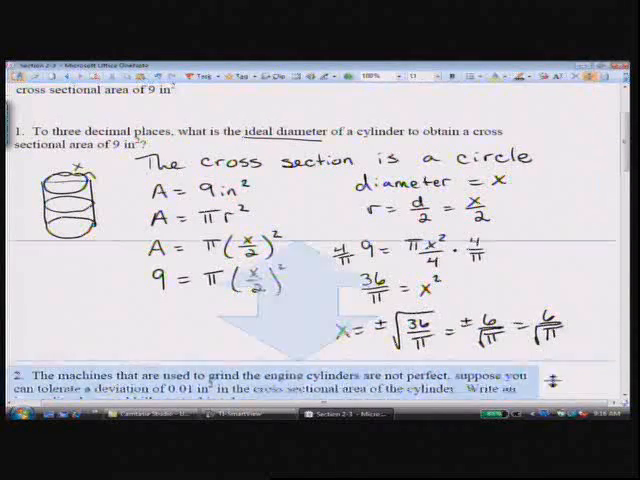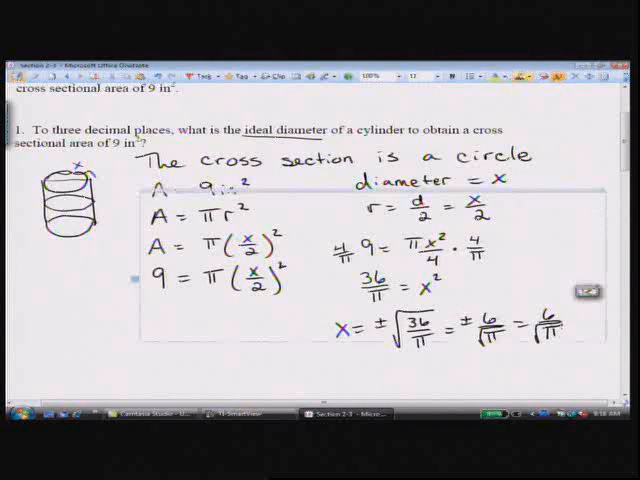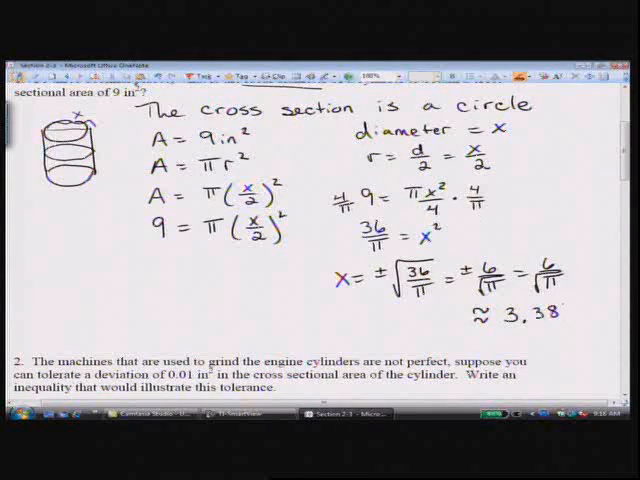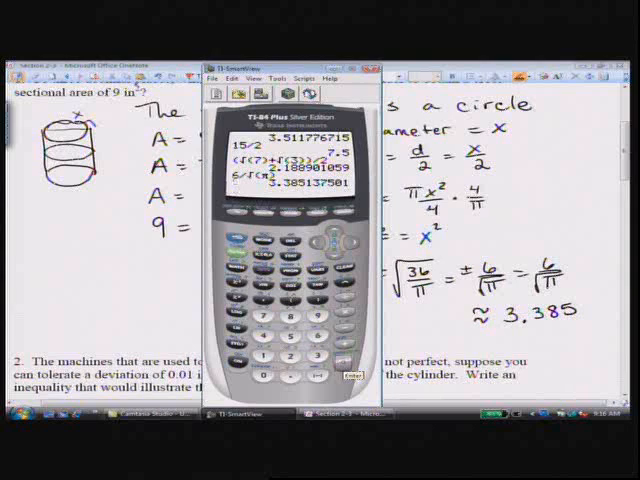Well, right there is where you start to incur error, because at the moment that you give it a decimal approximation, you're going to get a little bit of error. If you type 6 over the square root of pi into your calculator, you should get, to 3 decimal places, 3.385. Do you agree with that? So 6 divided by the square root of pi gives 3.385 to 3 decimal places.